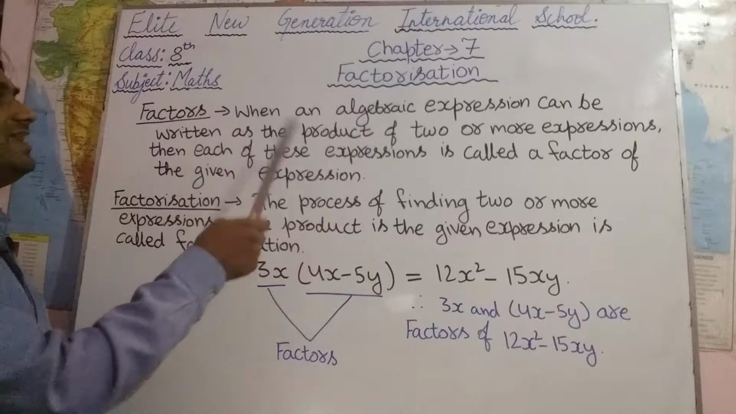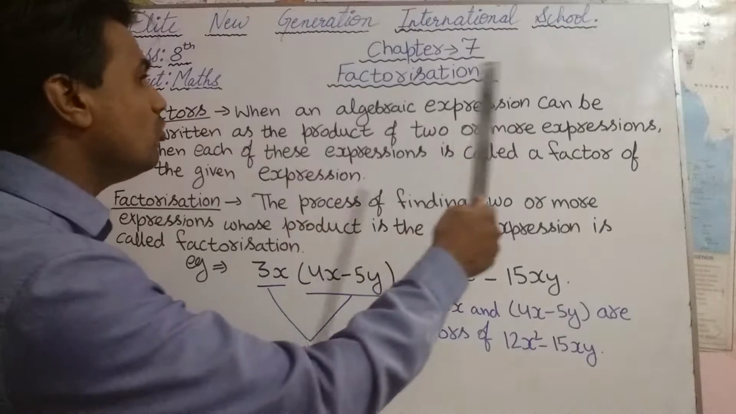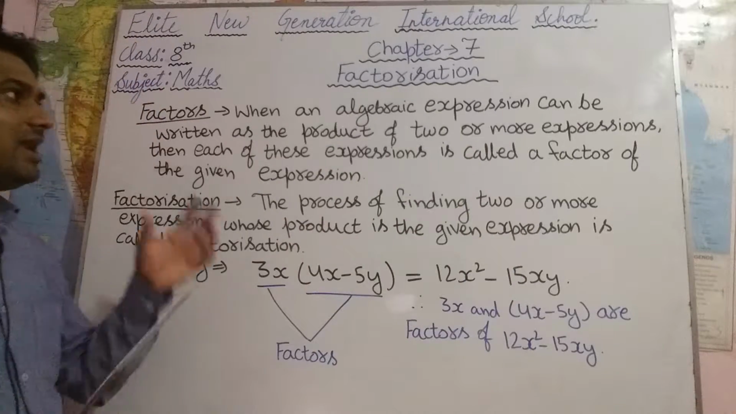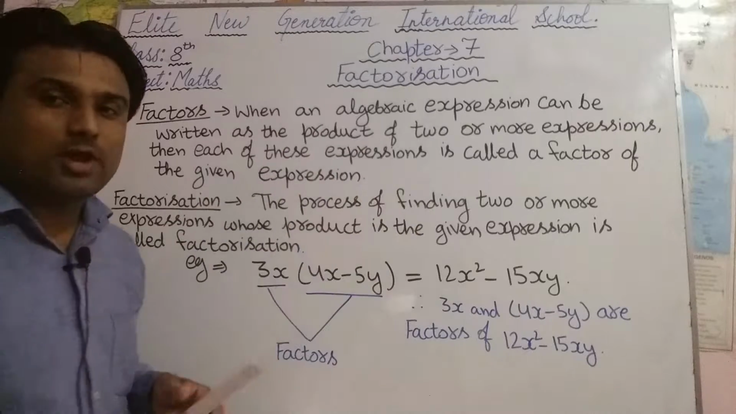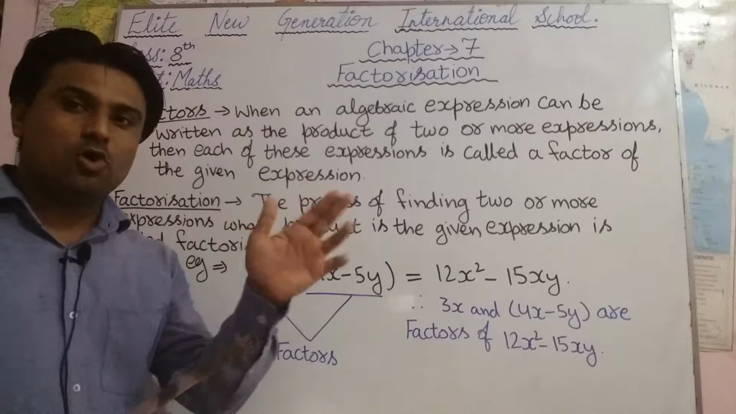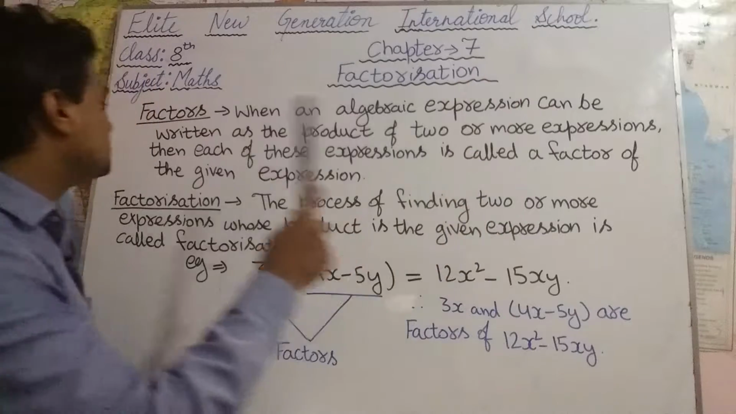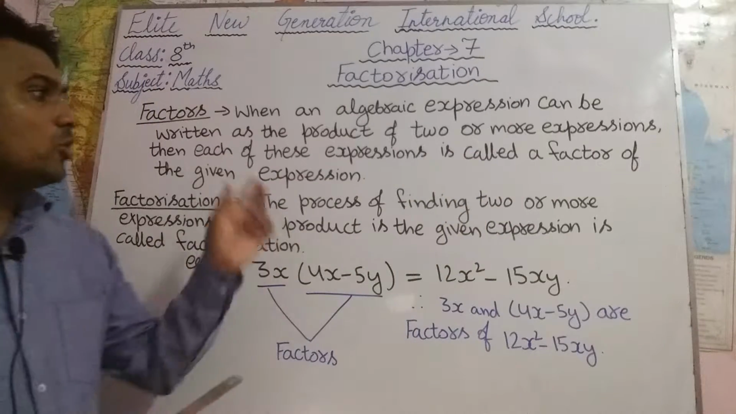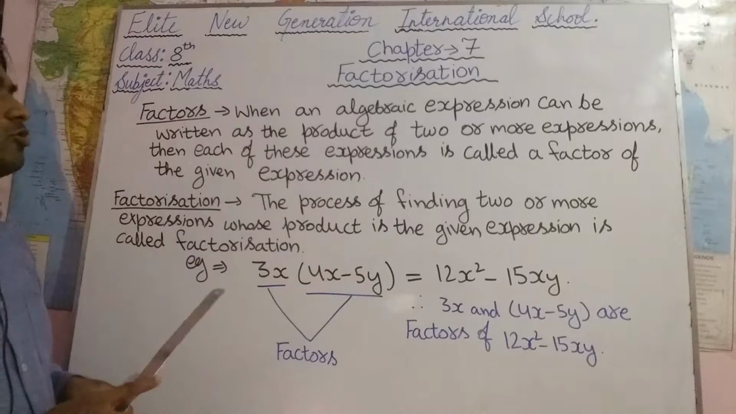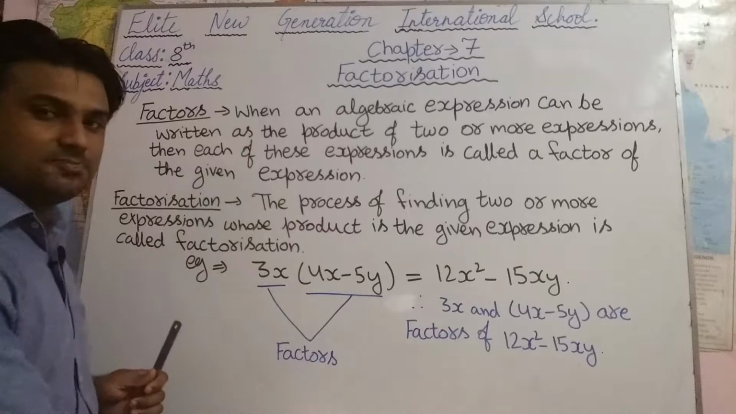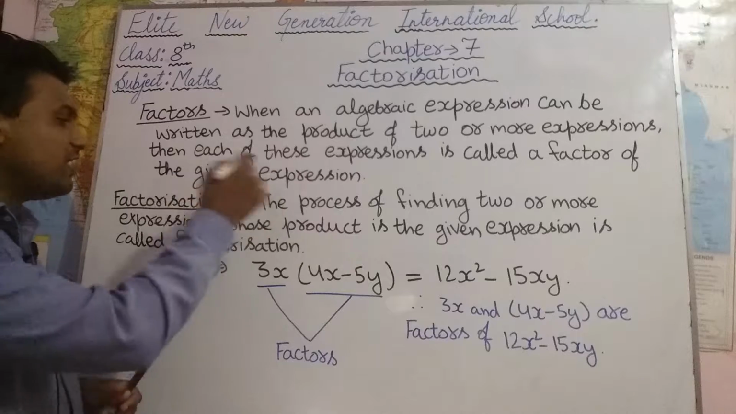So here, when an algebraic expression can be written as the product of two or more expressions. Suppose we are writing an algebraic expression and it is written as the product of two or more expressions, then each of these expressions is called a factor of the given expression. So the expressions which are the product of that algebraic expression are called the factors of that expression. Now, after factors we will understand what is factorization.